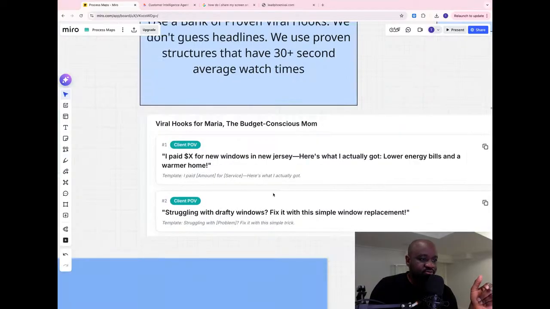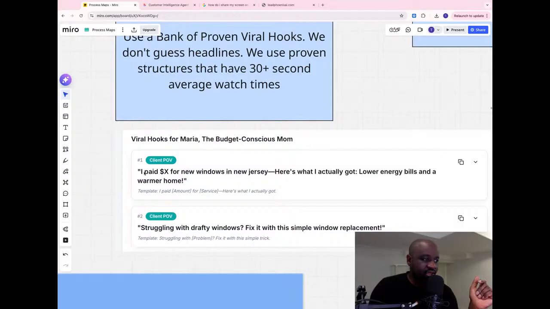So for example, we have Maria. I paid $10,000 for new windows in New Jersey. Here's what I actually got. Then it gives you a premise of what she paid for, what she actually got, the installation process. This is actually a really good hook because people see a dollar value, they see their city, and they're about to see how the installation worked.